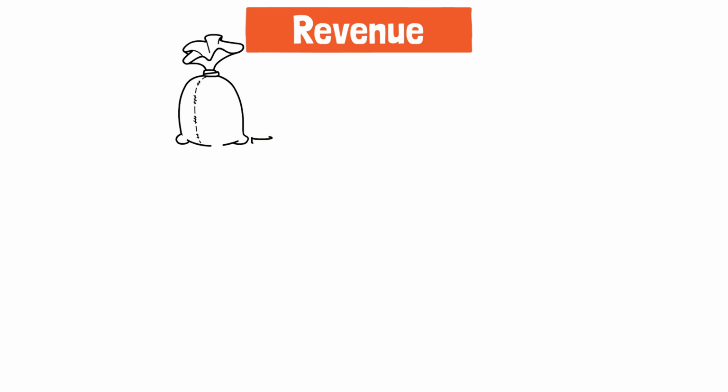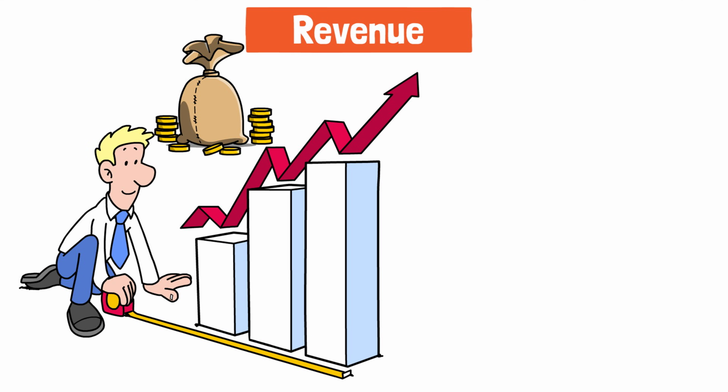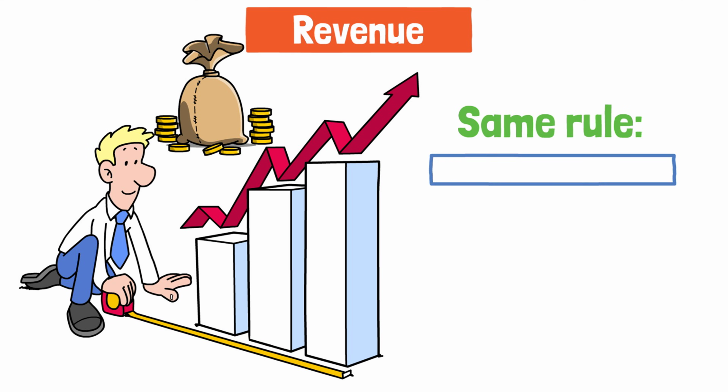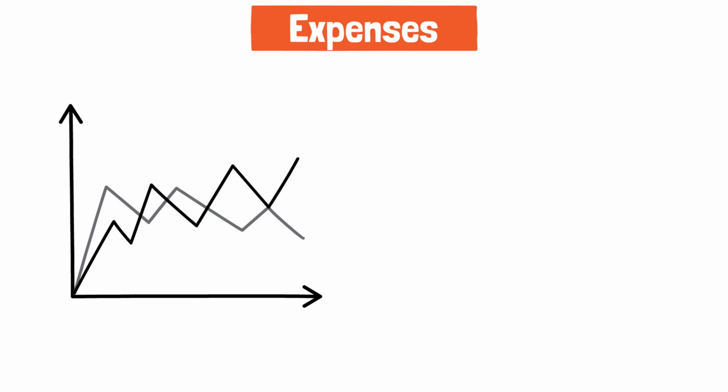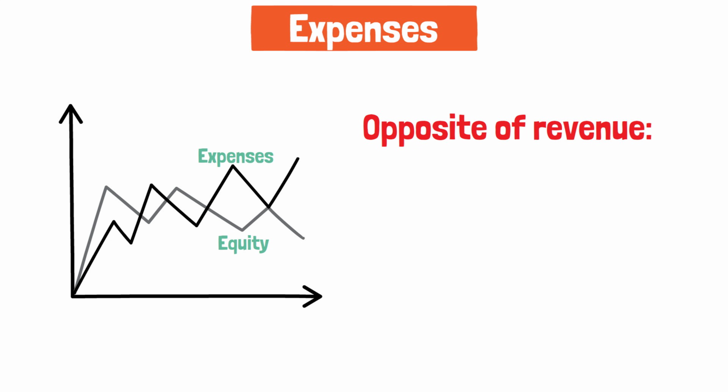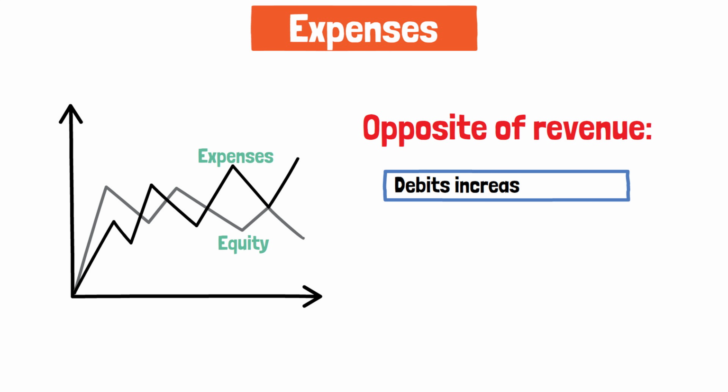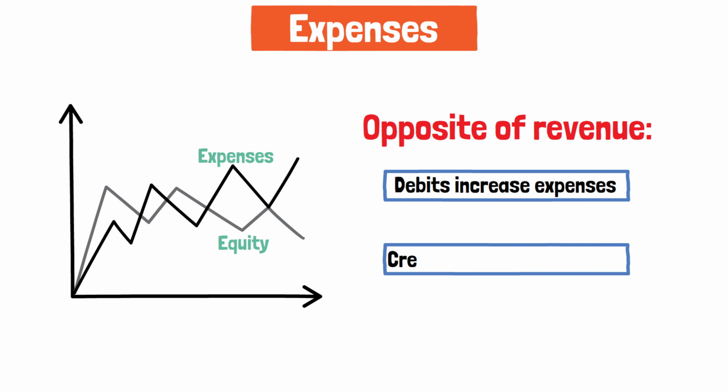Which brings us now to revenue. Revenue increases equity, so it follows the same rule. Credits increase revenue, debits decrease revenue. And finally, expenses. Expenses reduce equity, so they act in the opposite direction of revenue. Debits increase expenses, credits decrease expenses.